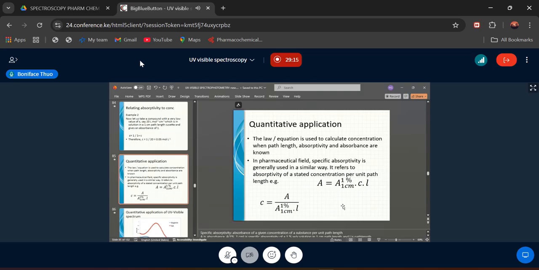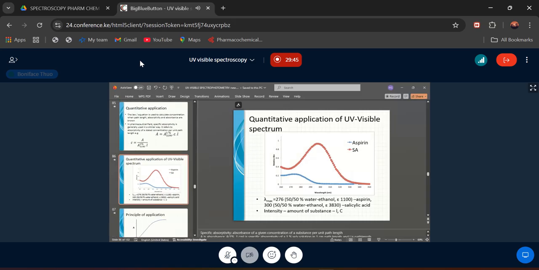For example, if you are using UV visible spectroscopy, which is a pharmacopoeia method, the pharmacopoeia method will give the A1% 1 centimeter of the particular compound of interest when the specific conditions are implemented, and more so related to the pH of the substance. Okay.